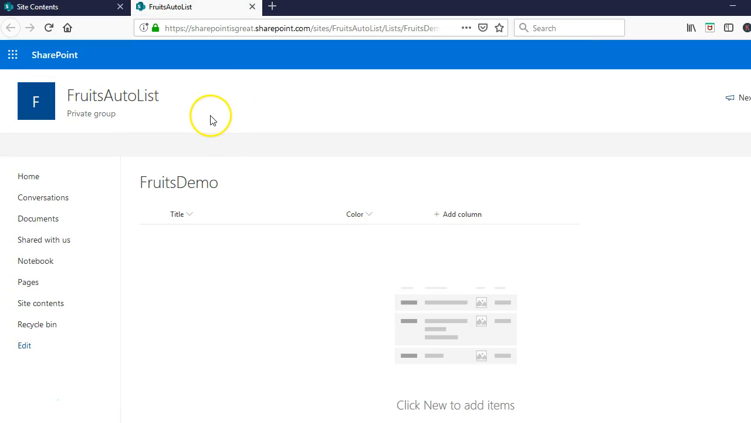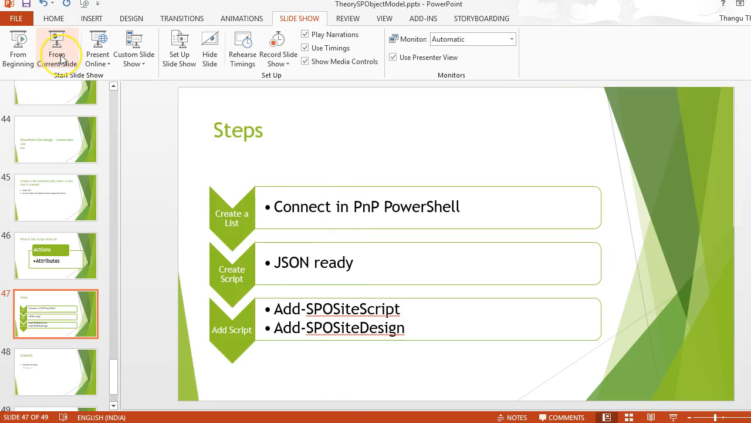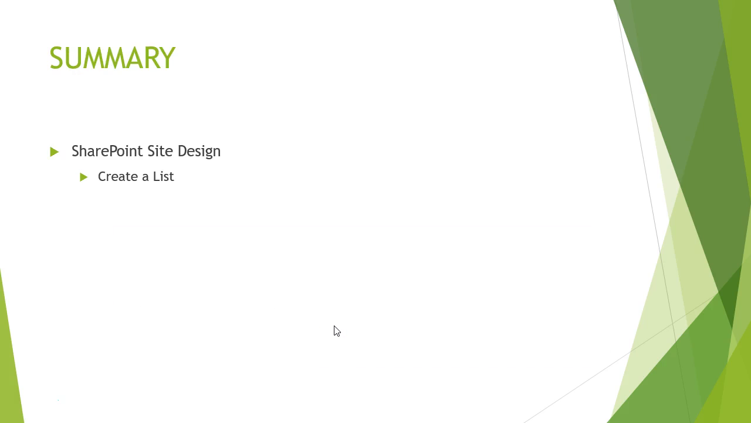So this is just the beginning to understand the power of site script and site design. It's very simple. Just connect using the PnP PowerShell, get the JSON ready based on your needs, and then specify the actions and the attributes. Finally, call the add SPO site script and add SPO site design, and you're all good to go. So we just learned how to apply a SharePoint site design to create a list. This is very simple, elegant, and nice. I suggest you try them if you're free for SharePoint Online.